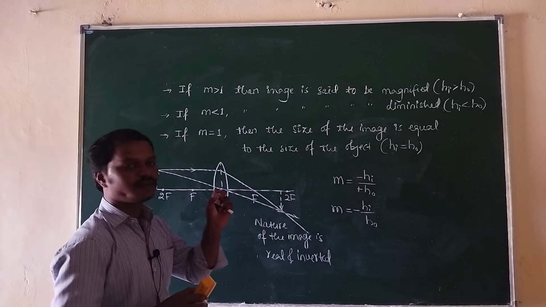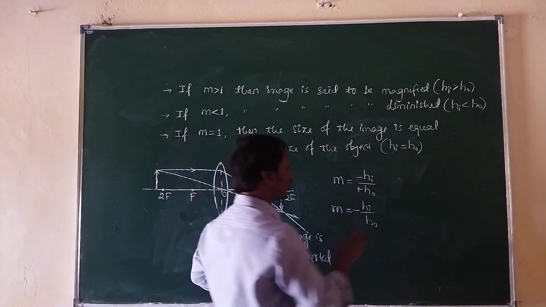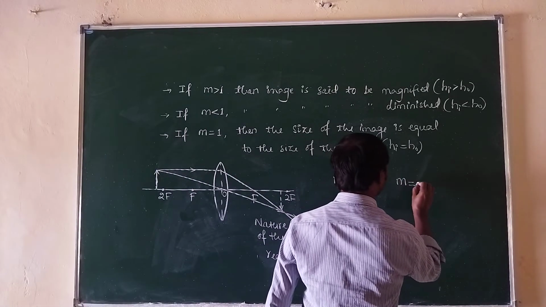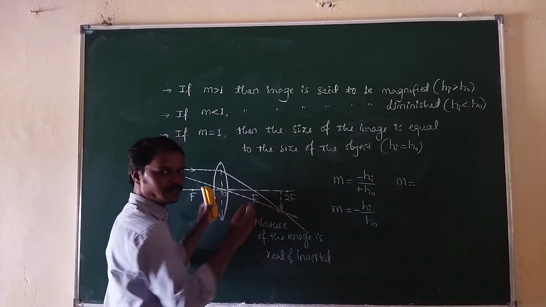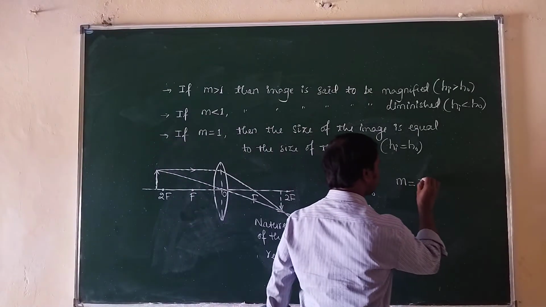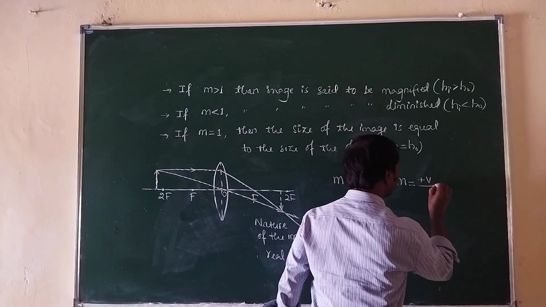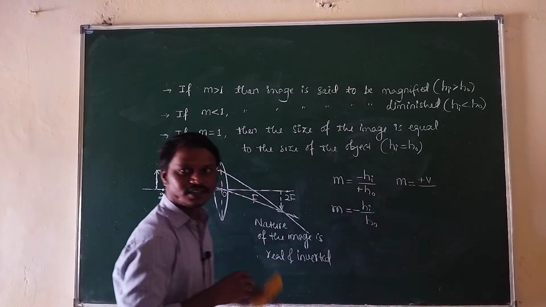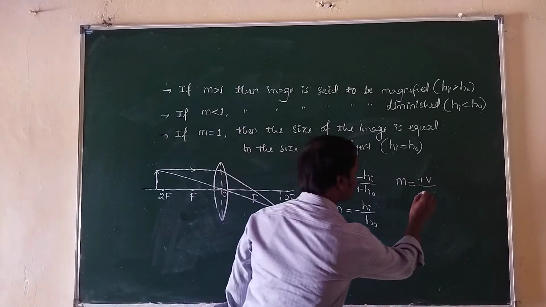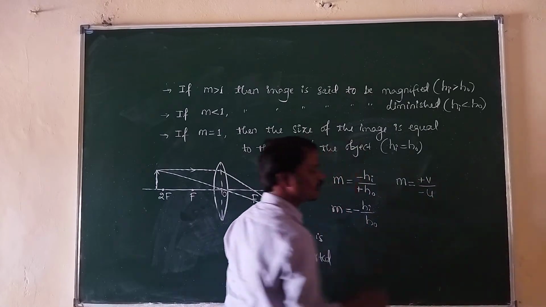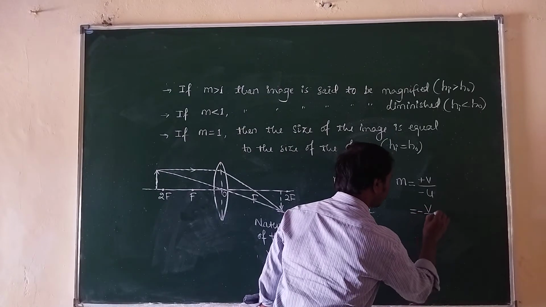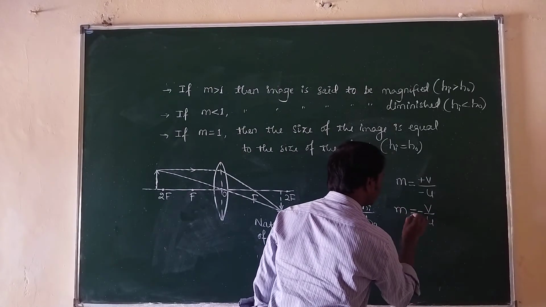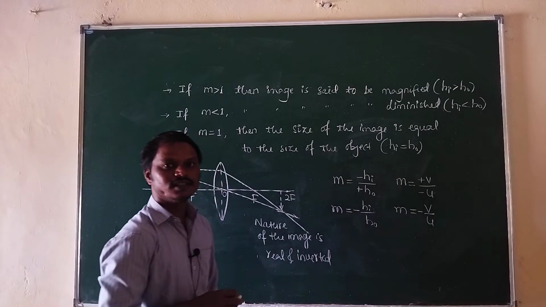And also in terms of image distance and object distance, m is equal to, the image distance is measured in the right direction, that is why it is plus v, and the object distance is measured in the left direction, that is why it is minus u. Then plus by minus is minus, so it is minus v by u. Hence once again the magnification is negative for a real and inverted image.